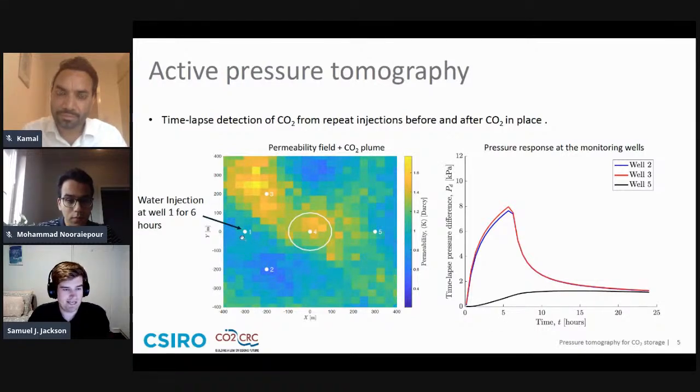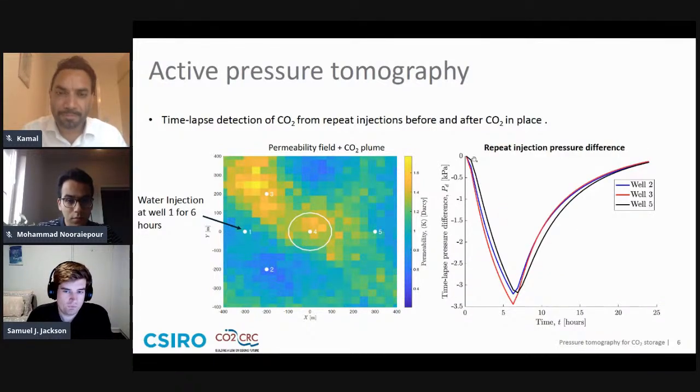So this really tells you where the plume is and can be used, just this pressure data, to invert for where that plume might lie. And the key thing when you're doing CO2 inversion is that repeat signal. So the water injection after you've got CO2 in place minus the water injection before you have CO2 gives this negative pressure difference. And that is really the impact of having CO2 in the domain.